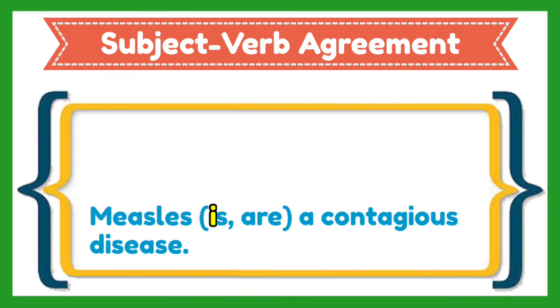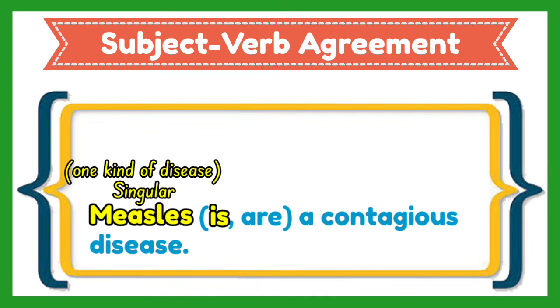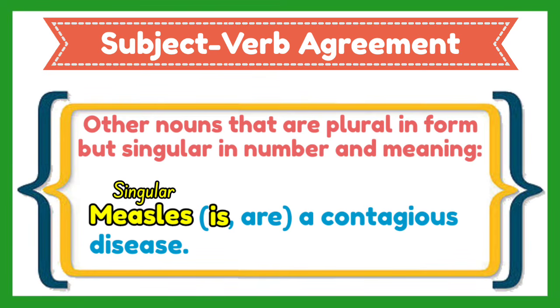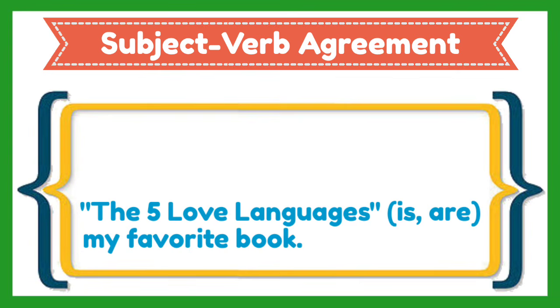Next, measles are a contagious disease. The answer is is. Measles is singular. It refers to only one form of disease. It's just that it is plural in form because it ends in S, but it is singular in number and meaning. Other words that are plural in form but singular in number and meaning and should take singular verbs include news, mumps, and rickets.